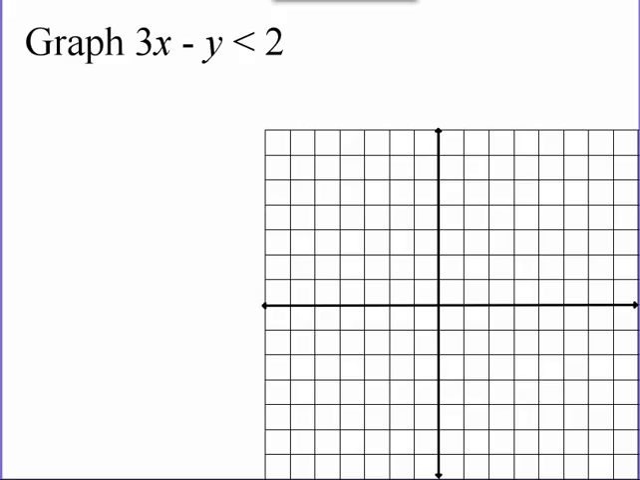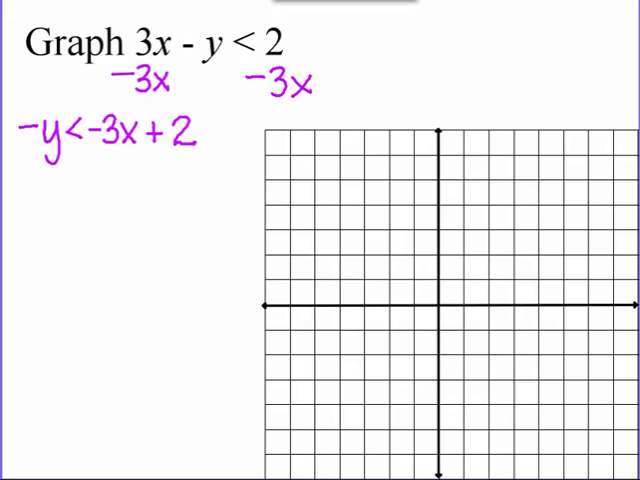Notice in our very first problem it says to graph 3x minus y is less than 2. So what I need to do is put this in slope-intercept form. What's the very first thing you do? Move your 3x. You can move your 3x over. So now I have negative y is less than negative 3x plus 2.